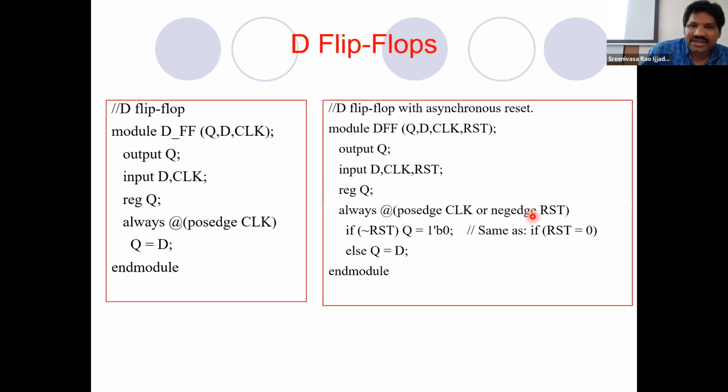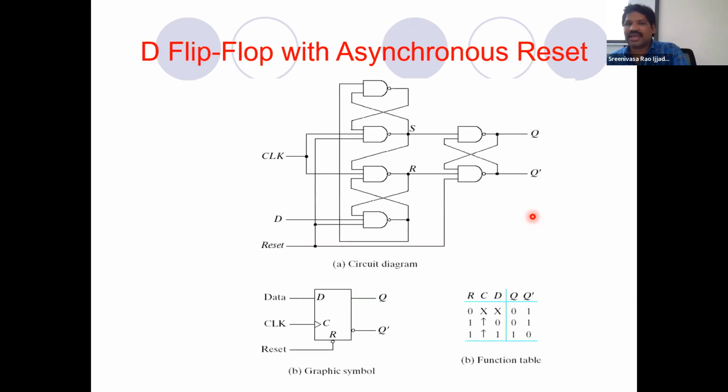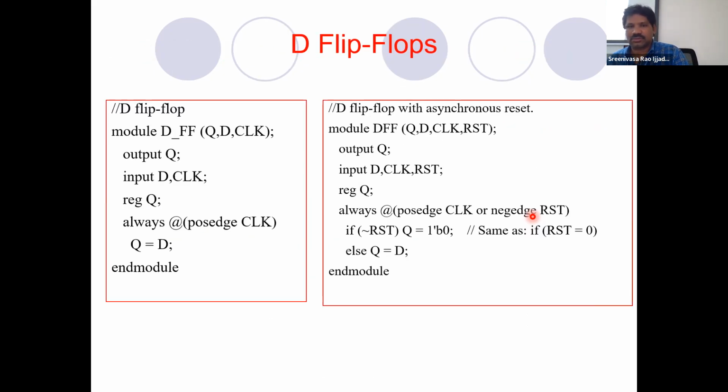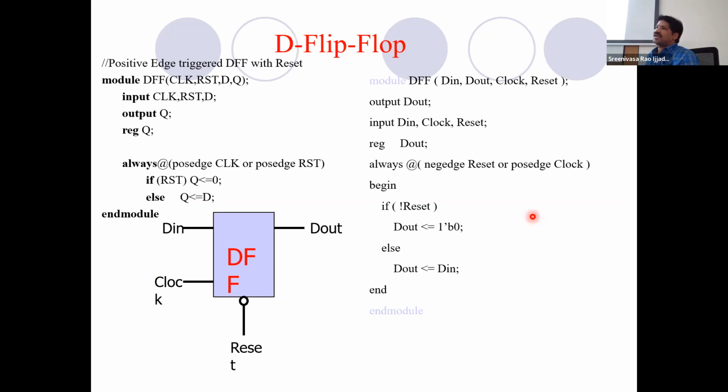So what is the difference between here and here? I think you can find that the behavioral statements in the always block here are non-blocking statements, and there the statements are blocking type. Here it is non-blocking, there it is blocking. If reset is 1, here is what happened. If the reset is 1, it is activated, and Q is equal to 0.